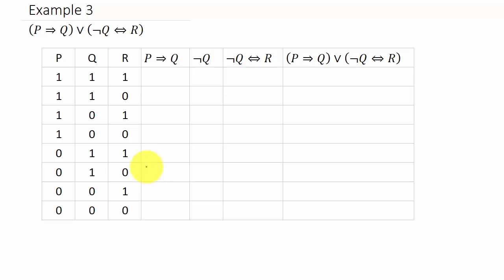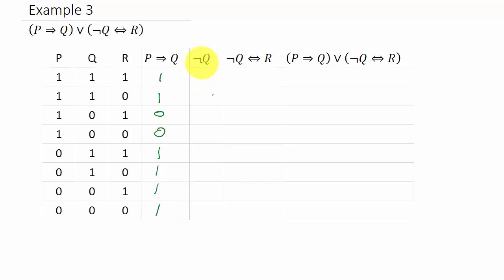Alright, so P implies Q. Okay, that is false when the first one is true and the second one is false. Alright, so I have true, true, so that's true. True, true, that's true. True, false. See, the first one's true, the second one's false, so that's false. The first one's true, the second one's false, so that's false. And then I have false, true, so that's true. False, true, that's true. False, false, that's true. And false, false, that's true.